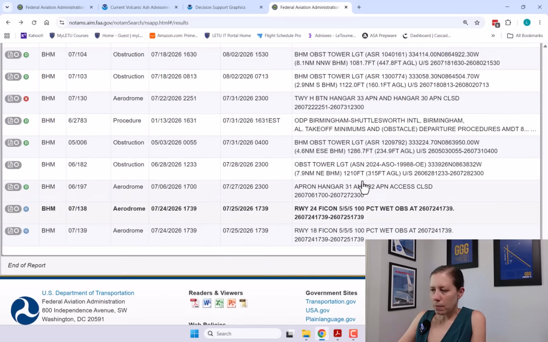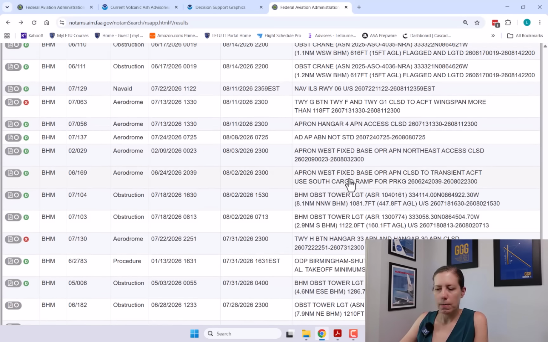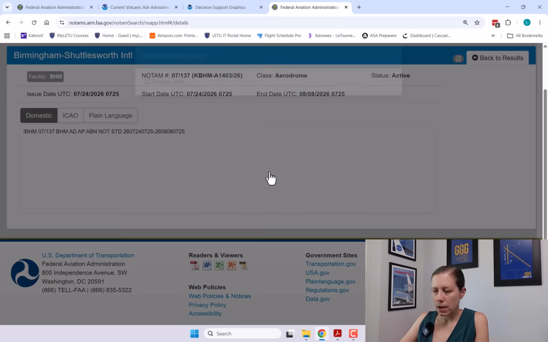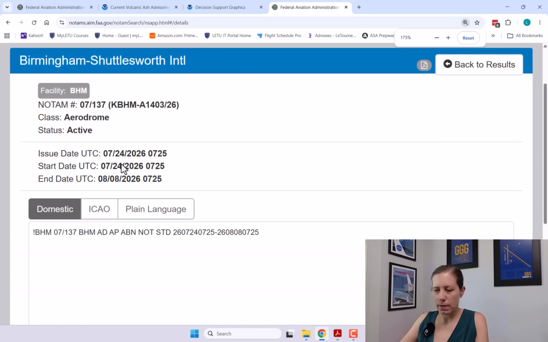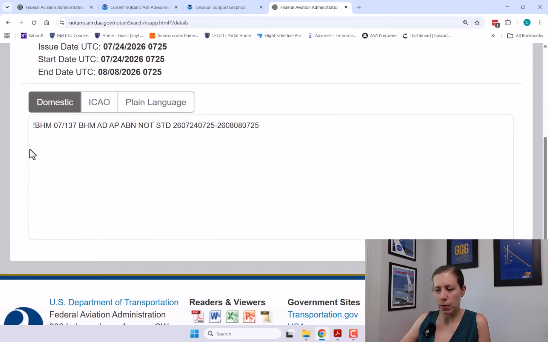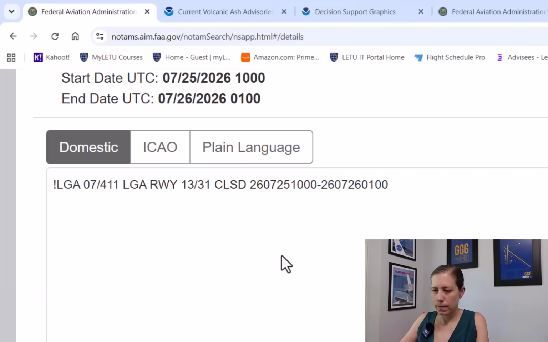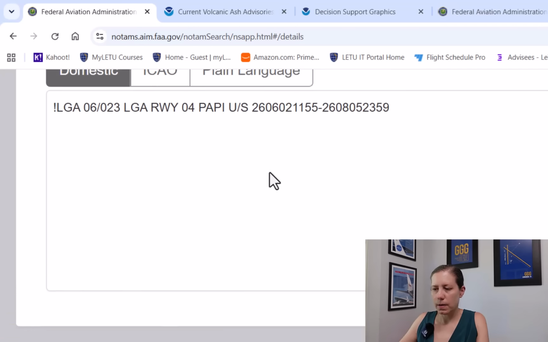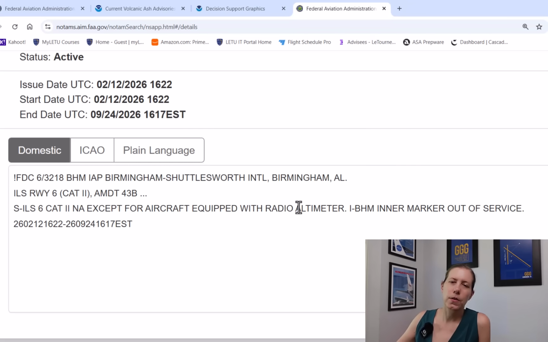Okay. All right, let's read some other NOTAMs here. How about this one? Same for Birmingham, and then we'll look at another airport. Tell me about this NOTAM here. Okay, tell me about this NOTAM here. What about this? Okay, here's another NOTAM for Birmingham, Alabama. Let's talk about this NOTAM. Tell me about this one.